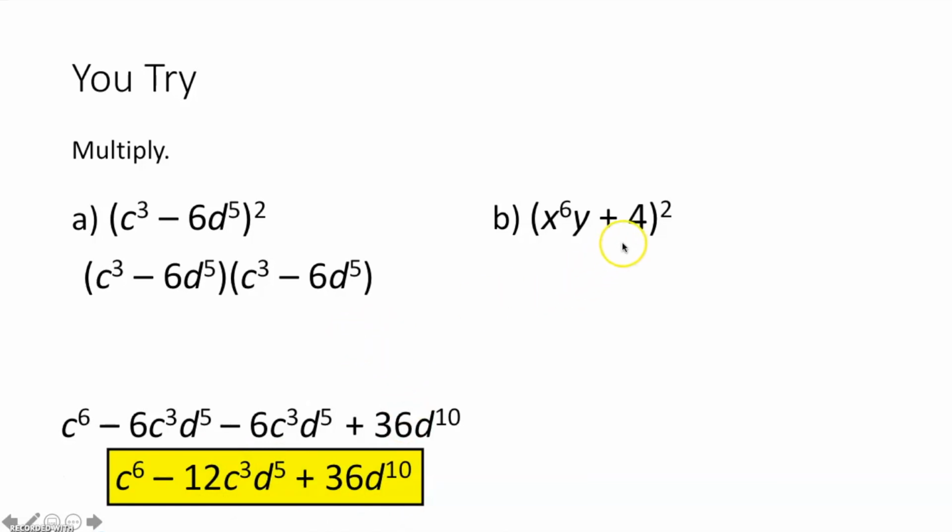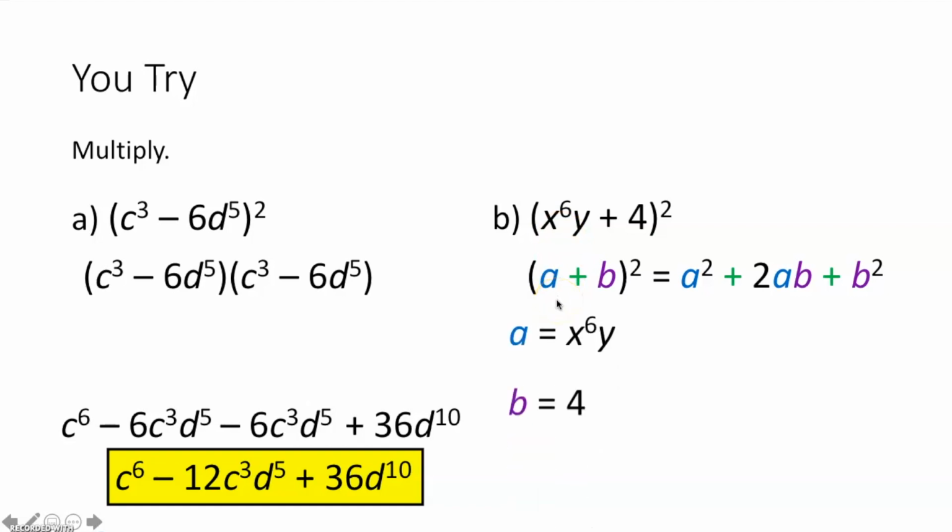Over here, again, we have a binomial that's being squared. So what we want to do is use our perfect square trinomial shortcut. Since it's a sum, we're going to use the one where our middle term is positive. We then go ahead and make our a value x to the 6th y, and make our b value 4.